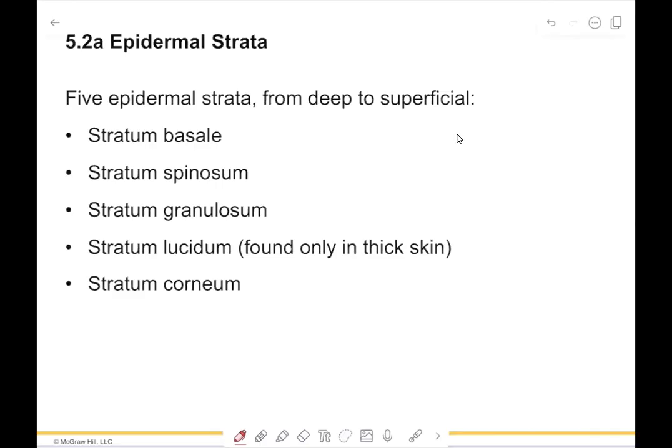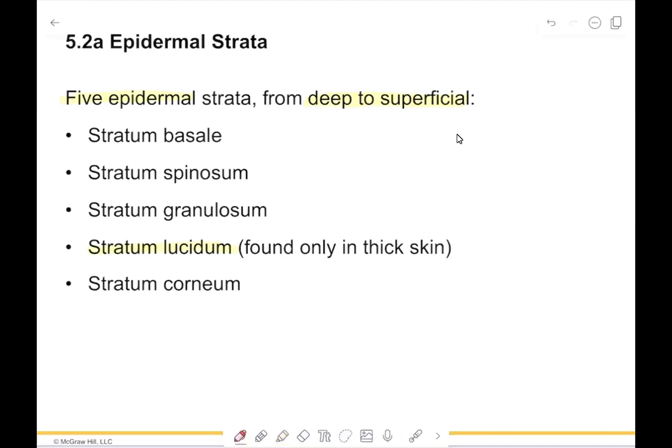The first layer of the integumentary system is the epidermis, and there are 5 epidermal strata from deep to superficial. And this is only in thick skin, though. In thin skin, there is no stratum lucidum.